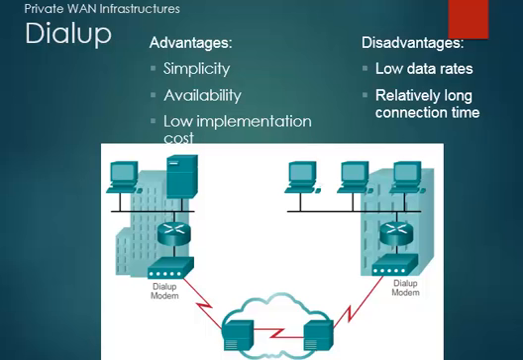The next private WAN infrastructure is dial-up. Dial-up WAN access may be required when no other WAN technology is available. For example, a remote location could use a modem and analog dial telephone lines to provide low capacity dedicated switched connections. Dial-up access is suitable when intermittent, low volume data transfers are needed.